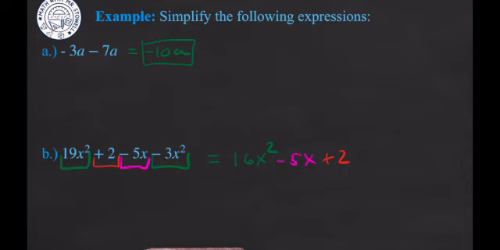Typically, for standard form, we write it with the highest power first, which is the square, and we work our way down in powers. So we have the square, then we have the first power, then we have nothing. Okay, this is typically how we write it. We start with the highest power, which would be the square in this case, and we go down in powers.